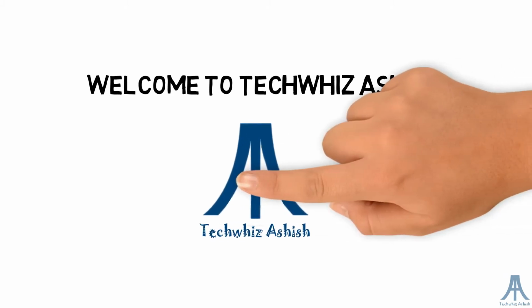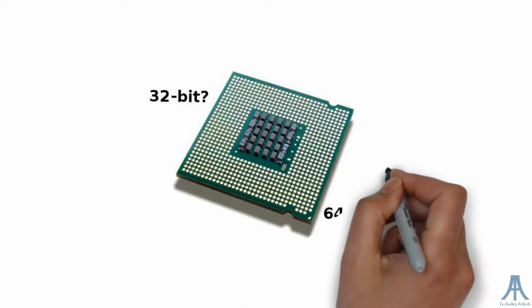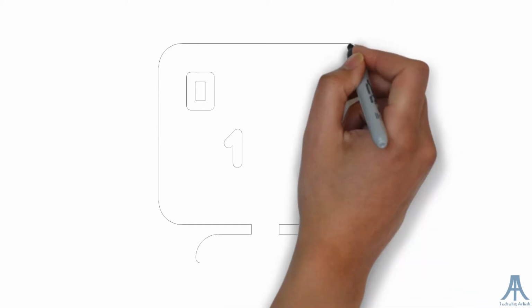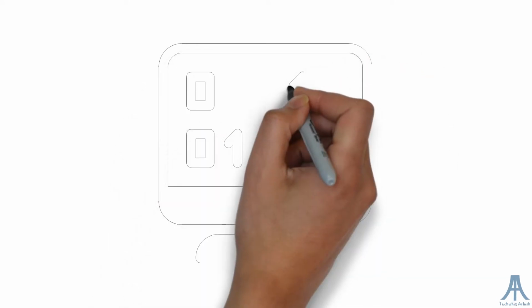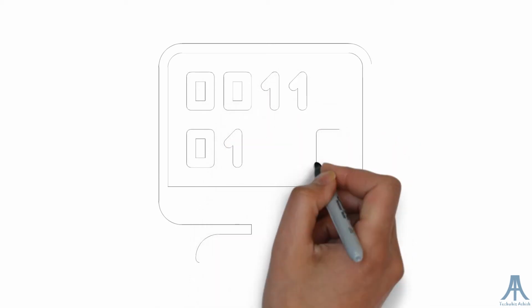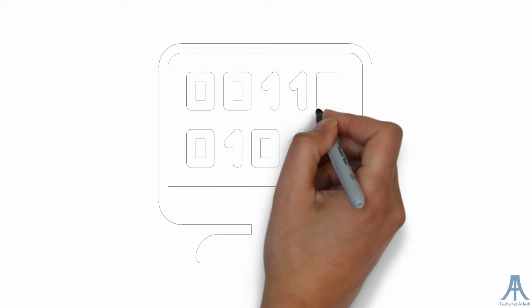Today we are going to discuss 32-bit and 64-bit: what they are, and what is the difference between them. So let's start from bits. Bits are everywhere in the computer world. A bit is the smallest unit of data in a computer and it has a value of either 0 or 1. They are just small pieces of information stored on a computer.